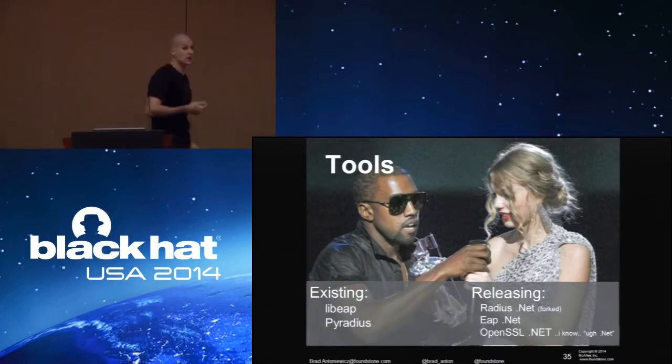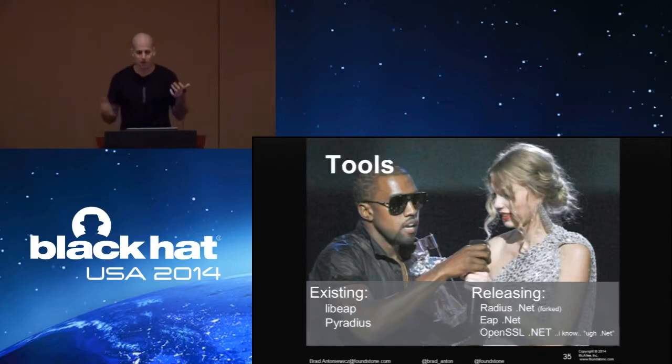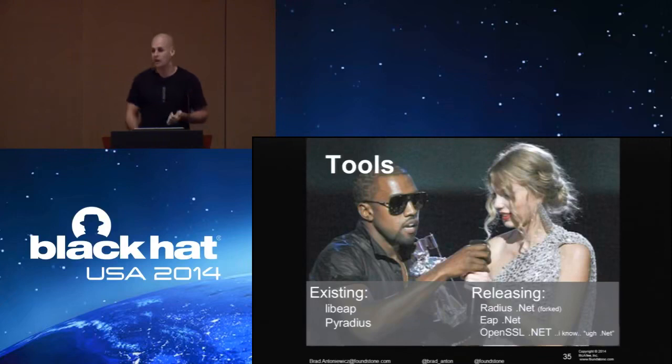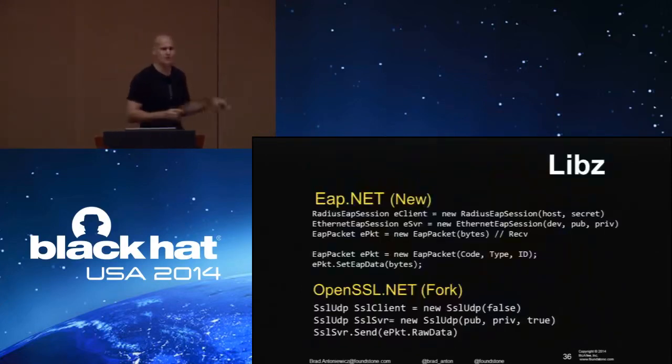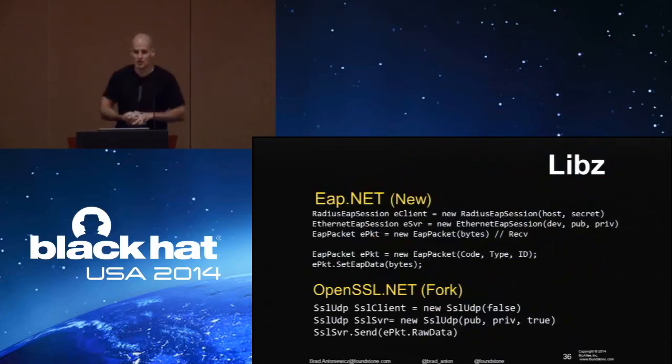And then I also created a whole new library called EAP.net, and so you can really create EAP packets really, really simple, and I modified OpenSSL.net so you can do that sort of asymmetric SSL tunnels really easily. So if you wanted to create a packet or create one of these tunneled TLS sessions really easily, if you're targeting the RADIUS server, you just create a RadiusEapSession instance, and you can do that super easy. If you want to target the client instead, you can do that really quickly with an EthernetEapSession. And then if you want to create crazy SSL tunnels, you can pretty easily with the SslUdp instance.